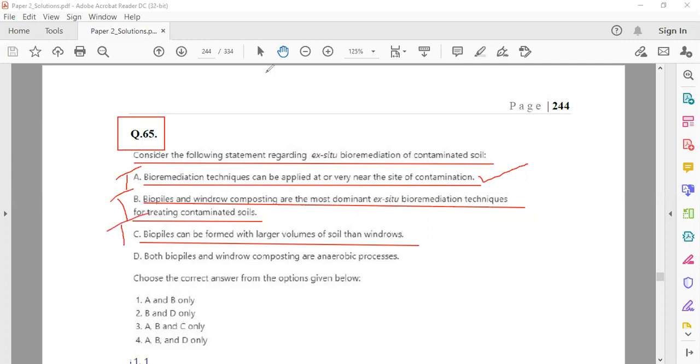Fourth, both biopiles and windrow composting are anaerobic processes. No, this is absolutely wrong. Both are not anaerobic. We will discuss the details. So we find that three statements are correct, A, B, and C.